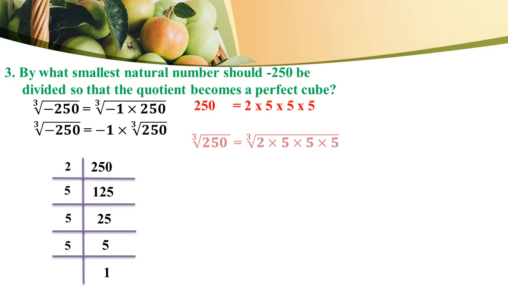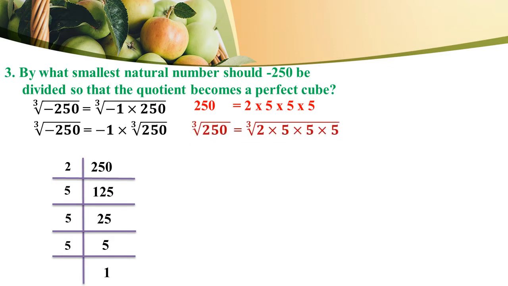Then, cube root of 250 equal cube root of 2 into 5 into 5 into 5. Then, make groups of 3 with similar factors. Then, take one factor from the group. So, cube root of 250 equal 5 into cube root of 2. Here 2 does not appear in a group of 3.